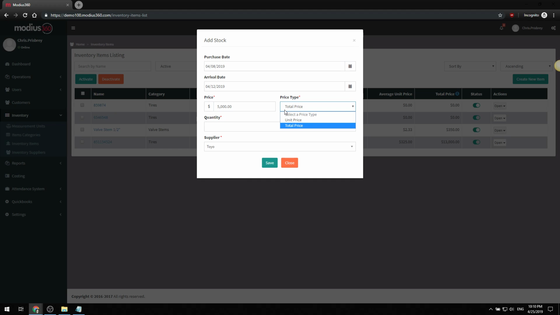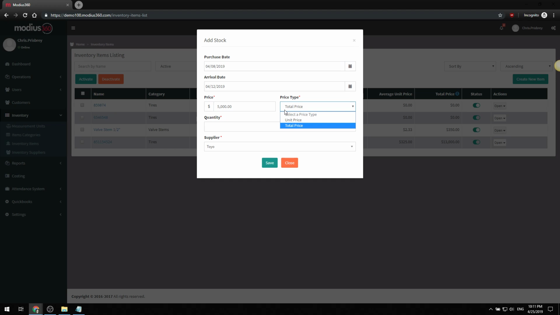If I spent $5,000 on my bill for 20 tires or whatever, I'm going to want to use total price. As opposed to if I know that I spent $87.50 on each tire and I bought 50 tires, then I'm going to use unit price and put that $87.50.